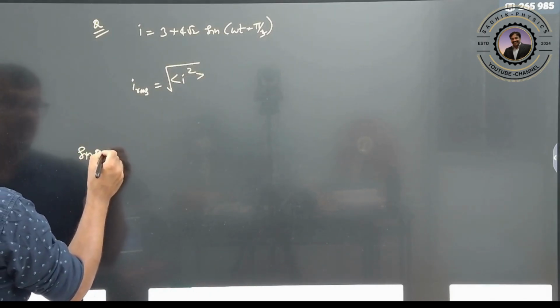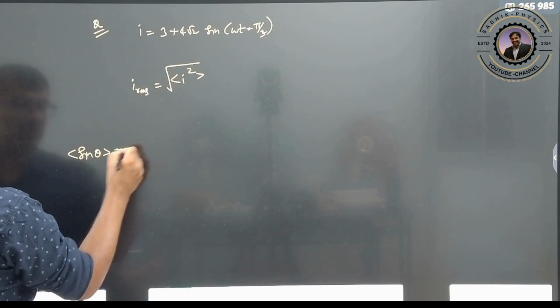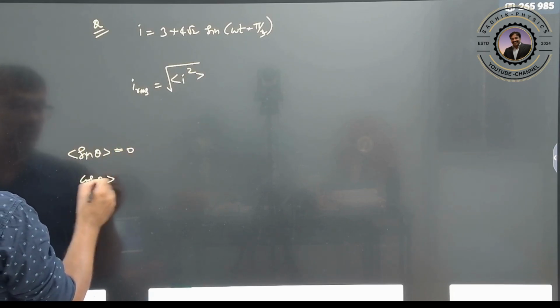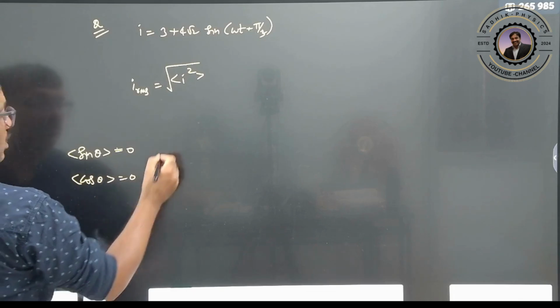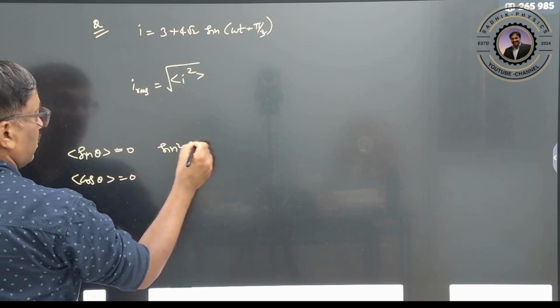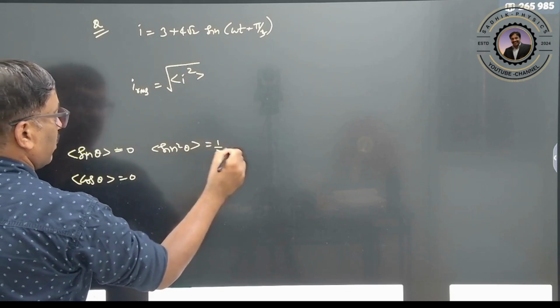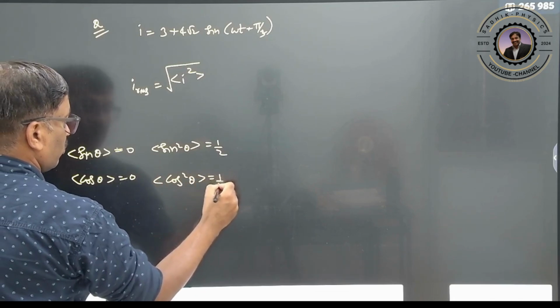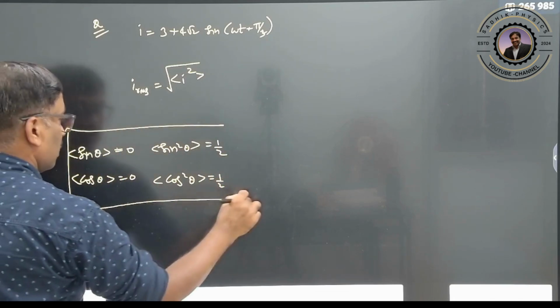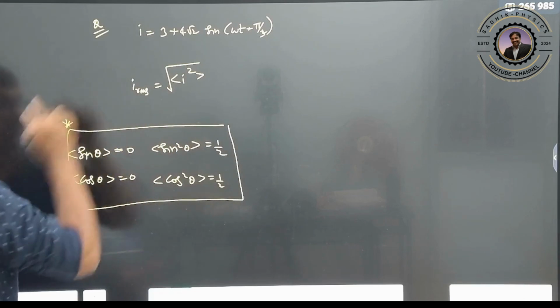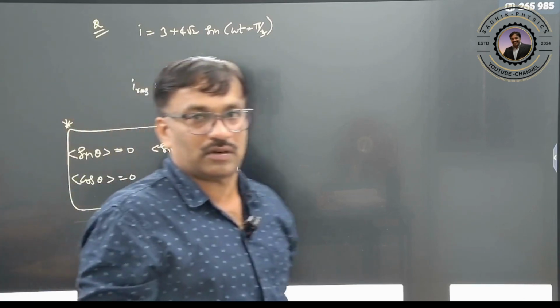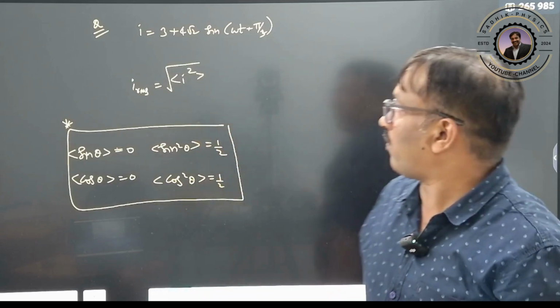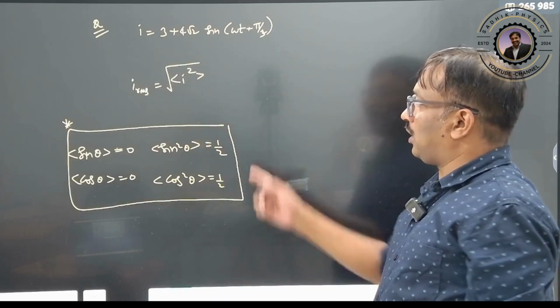So you can remember these values. The average value of sin theta is 0. The average value of cos theta is 0. The average value of sin square theta is 1 by 2, and the average value of cos square theta is 1 by 2. These formulas will be useful to solve this. Just put the numbers in, and in this way you can solve it.